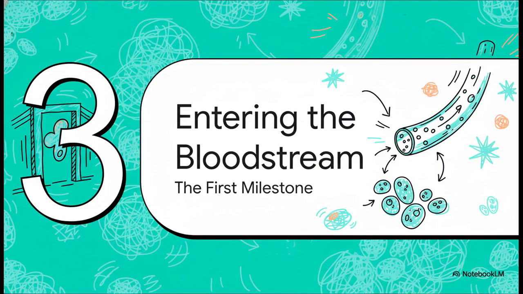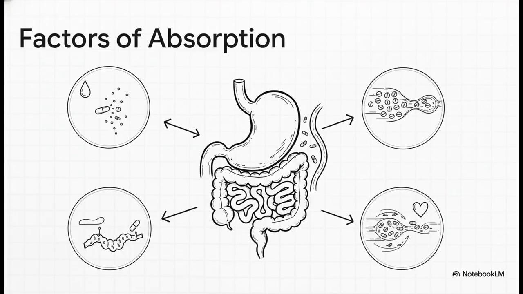Okay, fantastic. Our drug has figured out how to cross the first barrier. Now it's time for the next big step in its grand tour, actually getting into the body's main transport system, the bloodstream. This stage is called absorption. Now, absorption isn't always so straightforward. A lot of things can affect it.